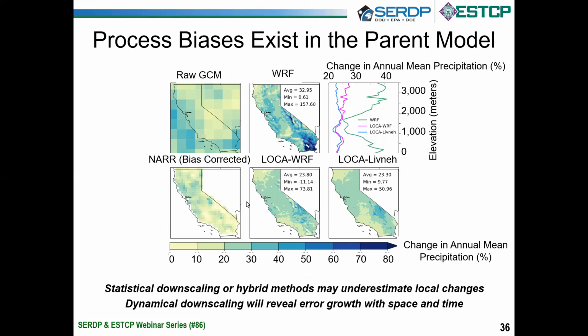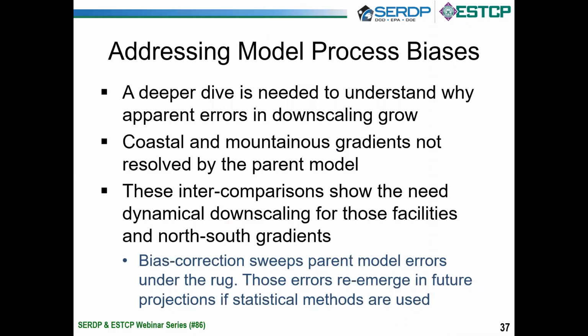And so we can see in the upper center plot, there's a considerably different representation of changes in precipitation, especially across southeastern California, that's associated with improper representation in the model of the North American monsoon processes. Ordinarily dynamical downscaling is very computationally expensive, but it's important here because it helps reveal the error growth in space and time and why that is taking place. So ultimately, a deeper dive is needed to understand how apparent errors in downscaling grow.